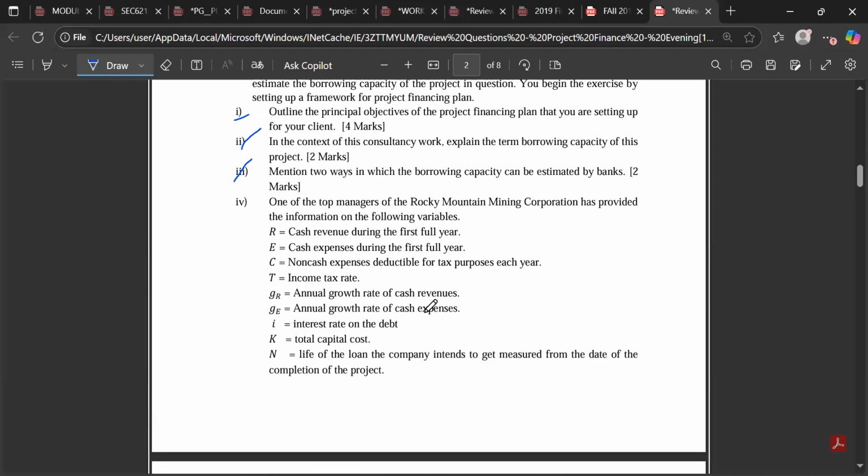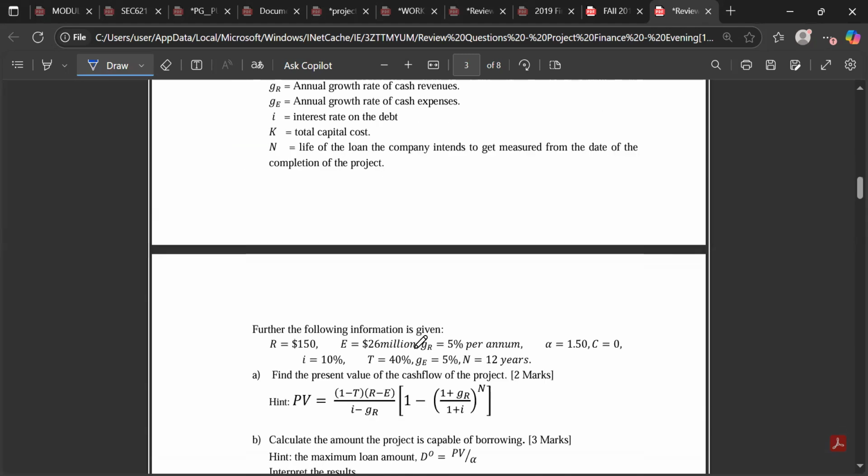GE, annual growth rate of cash expenses. I, interest rate on debt. K is the cost of capital. N is the life of the loan the company intends to get measured at the date of completion. Now, furthermore, we're given this.